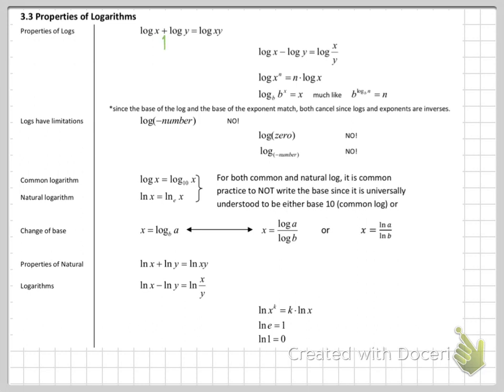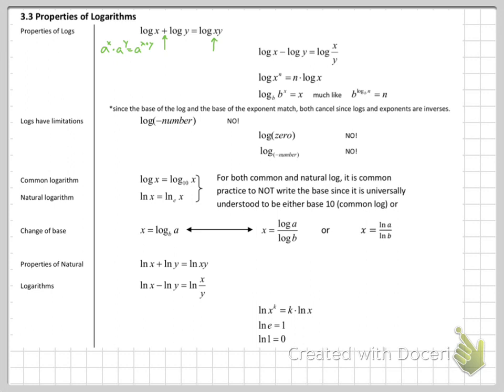Anyways, when you see plus between logarithms, that means multiply. And it relates to exponents, right? If I had a to the x, times a to the y, you would add the exponents together. But in reverse, if you're adding logs, you multiply the values together.